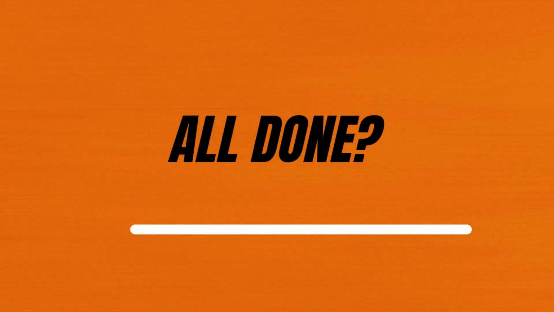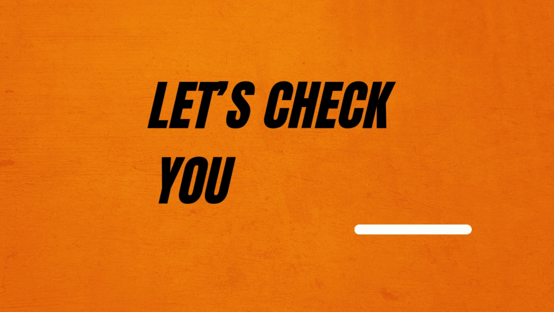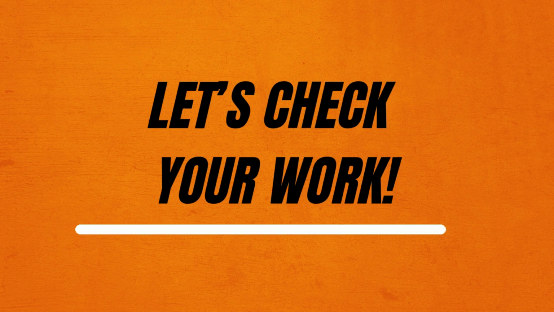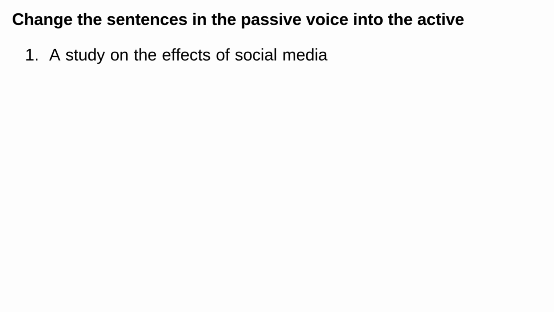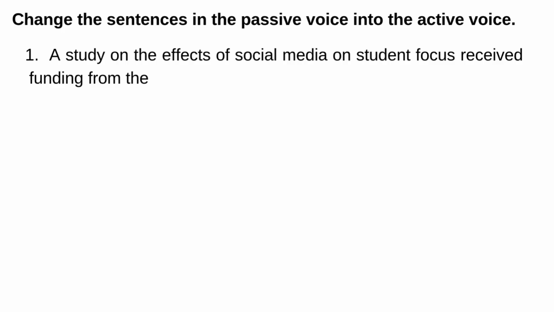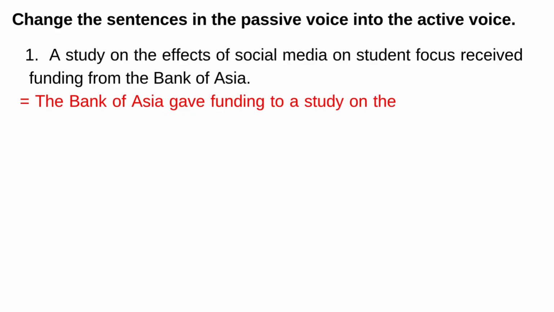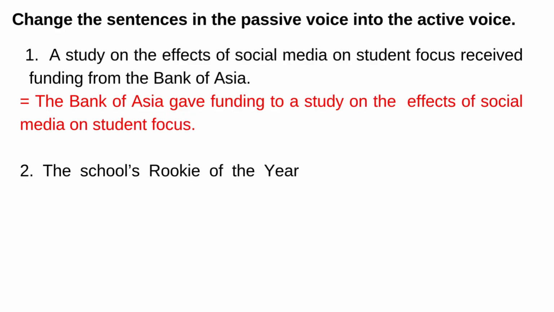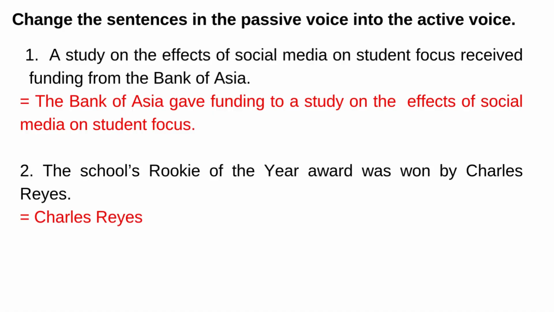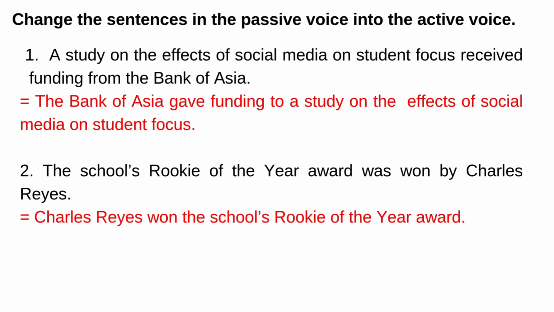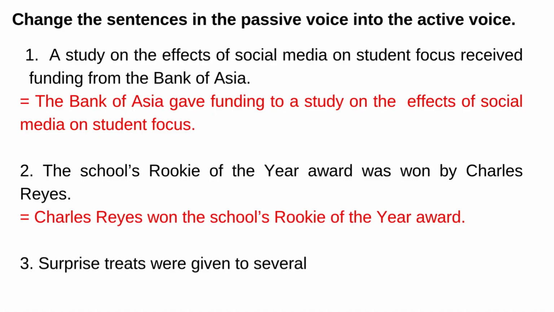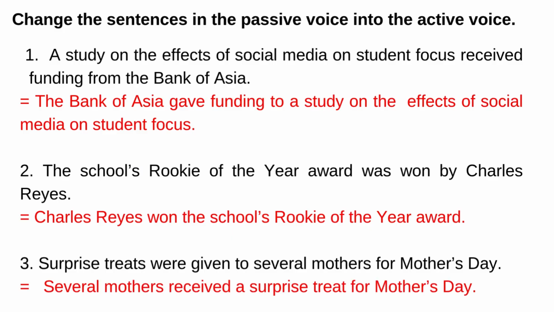Now, if you're done, then let's check your work. For number 1, one of the possible correct sentence structures could be, the Bank of Asia gave funding to a study on the effects of social media on student focus. For number 2, Charles Reyes won the school's Rookie of the Year award. And for number 3, several mothers received a surprise treat for Mother's Day.